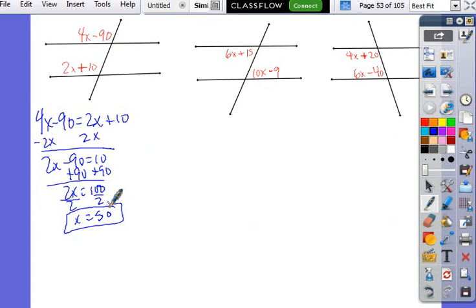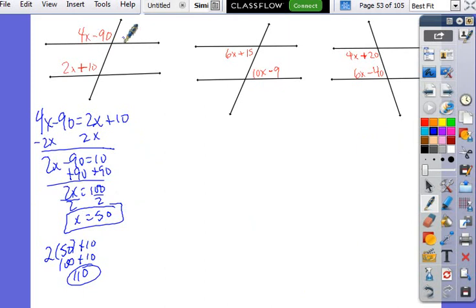X is 50. So I take that 50 and I'm just going to plug it into the bottom one. 2 times 50 plus 10. That's 100 plus 10. That's 110. And if you plug it into the top one, that would be 4 times 50 is 200. 200 minus 90 is 110. Same thing.